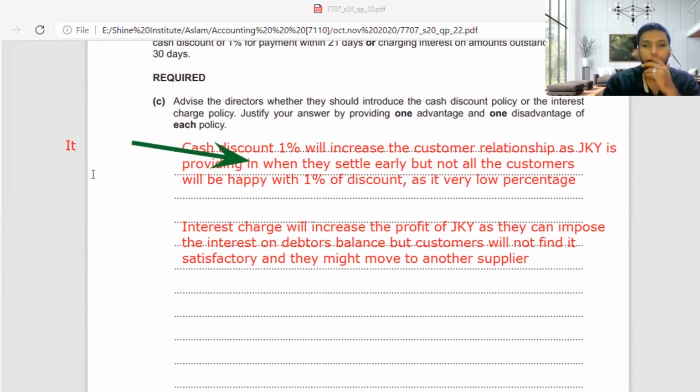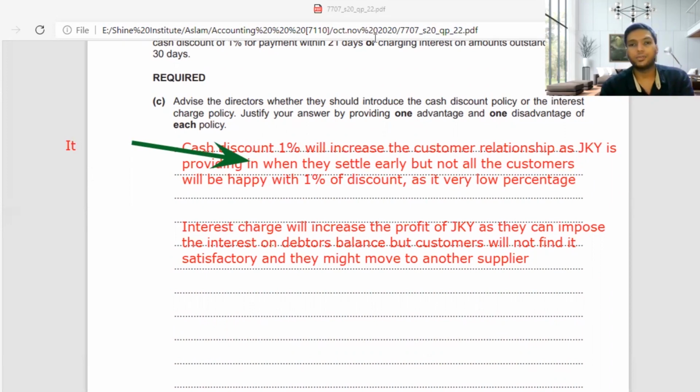So now in it, when they settle early, but not all customers will be happy with 1% discount, as it is very low percentage, because a small percentage won't make them very much satisfied. But on the other side, interest charge will increase the profit, because when you charge on the debtors amount, it will increase the level of profit of the business. They can impose the interest on debtors balance, but customers will not find it satisfactory and they might move to another supplier. So if they feel that they're charging too much interest when they don't pay on time within 30 days, then of course they will move to another supplier. This will reduce the level of business in future.